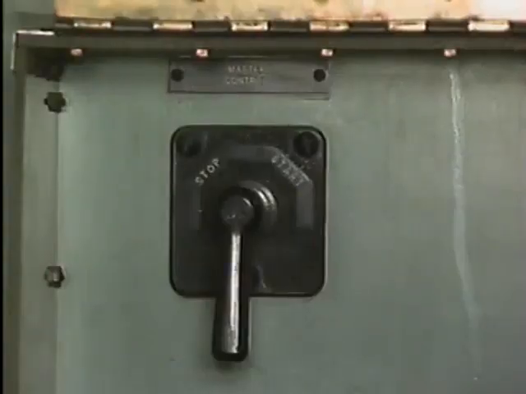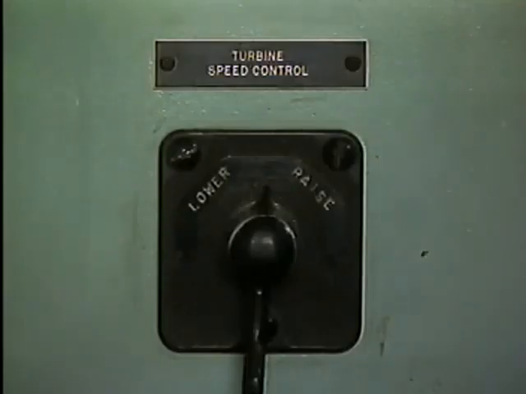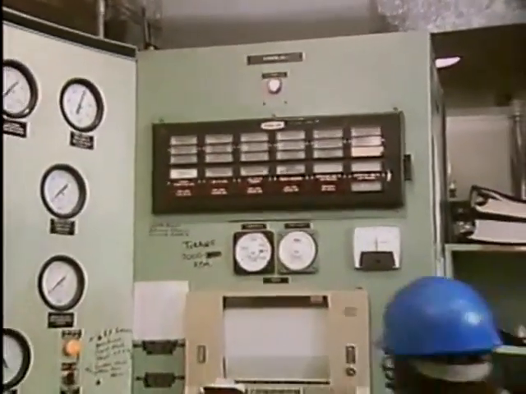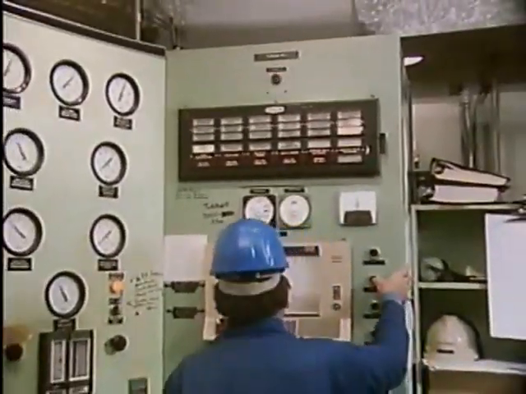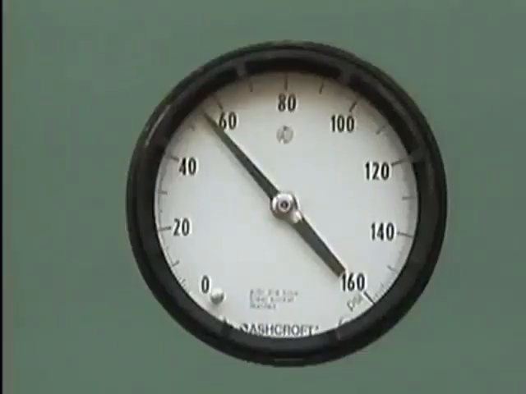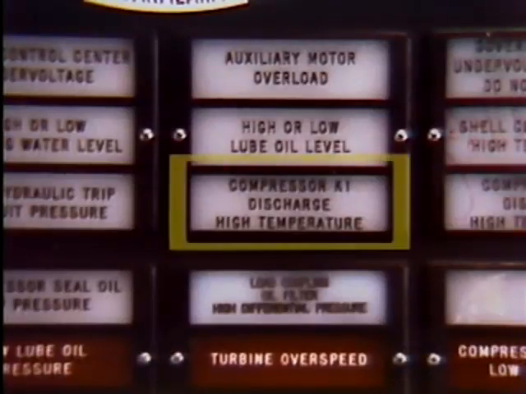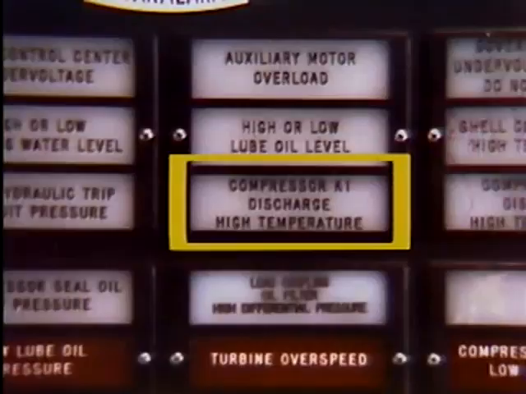Many compressors are started and stopped from a control panel. This control panel also has controls to regulate the speed of the compressor and indicators that provide information about the compressor's operating conditions. This one displays lube oil pressure. The control panel also contains alarms that let personnel know when abnormal and potentially damaging conditions exist. For instance, this alarm is for high gas temperature.